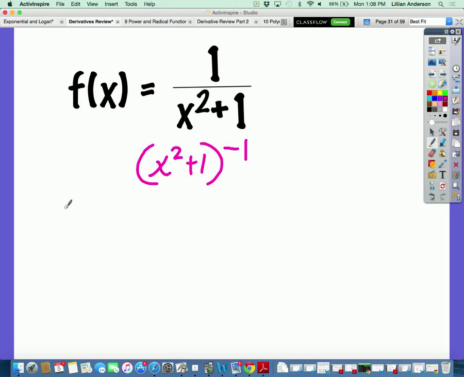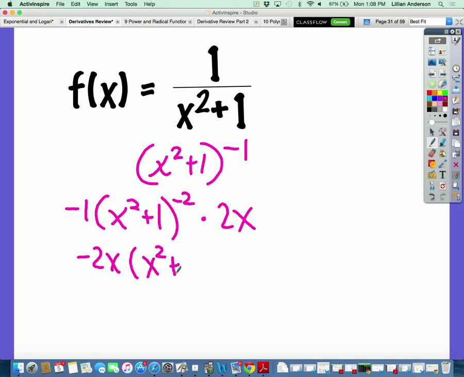So here we go. Bring down the negative, and this becomes a negative 2. You multiply by 2x. So then you have negative 2x times x squared plus 1 to the negative 2. So then it's negative x over x squared plus 1.